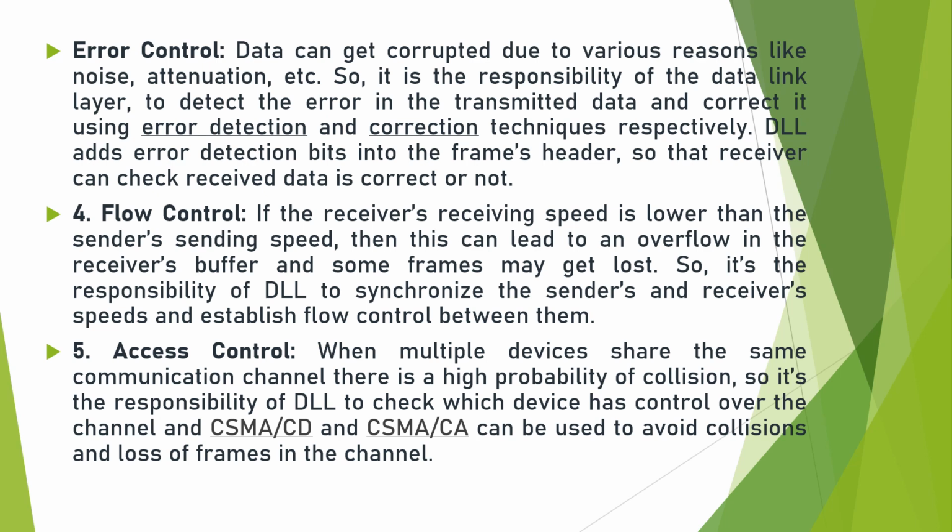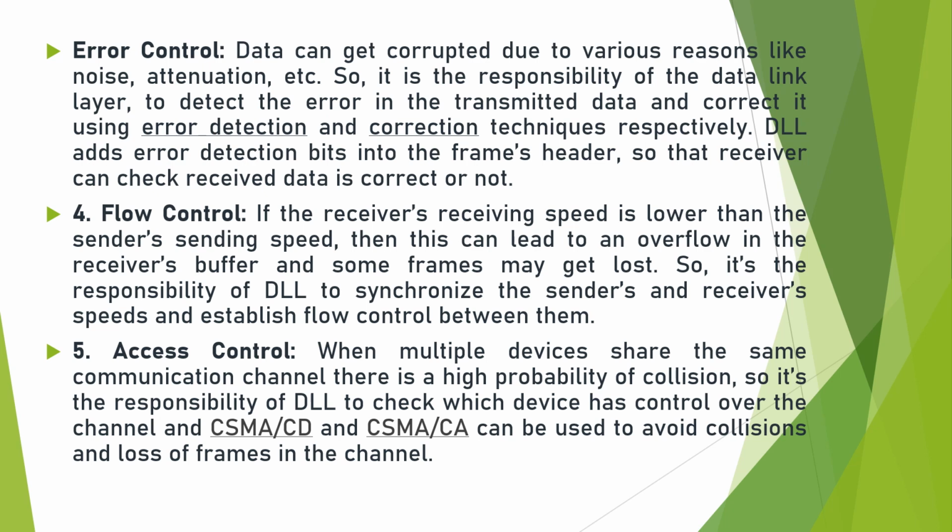DLL adds error detection bits into the frame's header so that the receiver can check whether the received data is correct or not. Flow control: if the receiver's receiving speed is lower than the sender's sending speed, this can lead to an overflow in the receiver's buffer and some frames may get lost. So it is the responsibility of DLL to synchronize the sender's and receiver's speed and establish flow control between them.